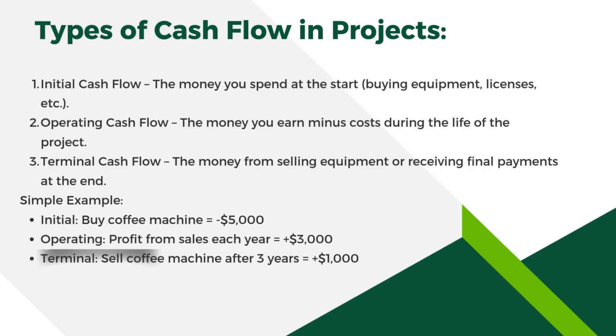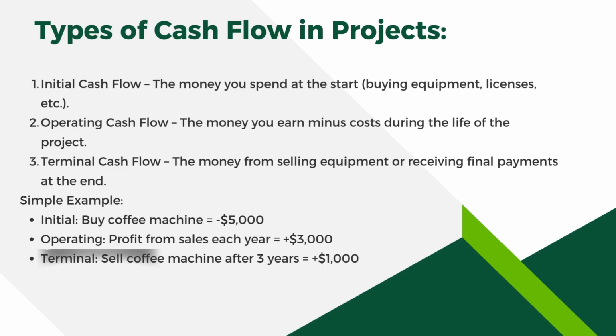Types of cash flow in projects. Initial cash flow: the money you spend at the start, like buying equipment, licenses, etc. Operating cash flow: the money you earn minus costs during the life of the project. Terminal cash flow: the money from selling equipment or receiving final payments at the end.